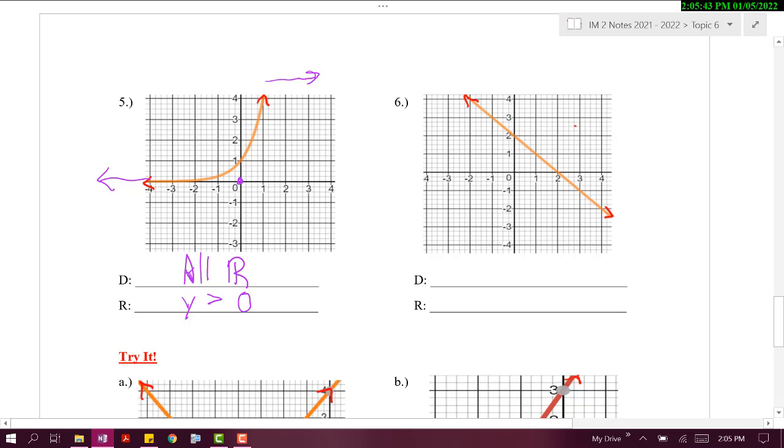Number 6, a line. This is pretty straightforward. It goes to the left forever and the right forever. It goes up forever and it goes down forever. So both domain and range are all real numbers.